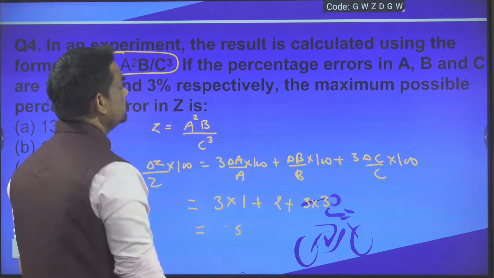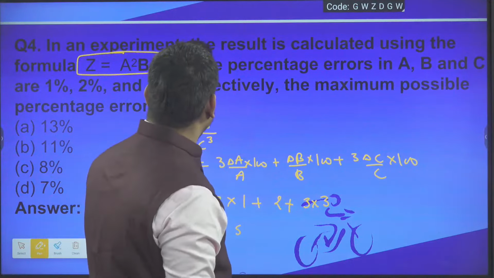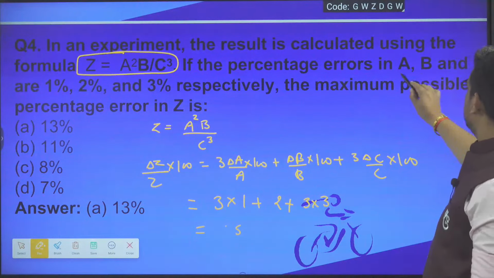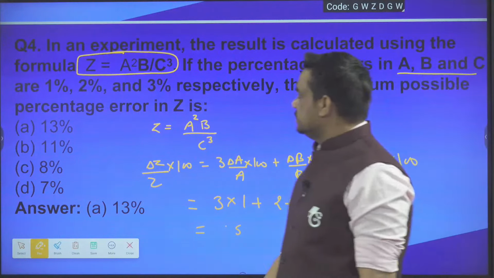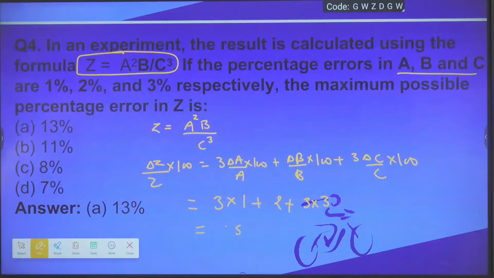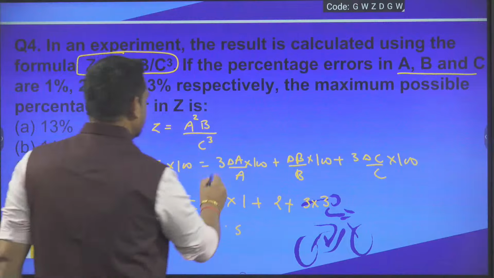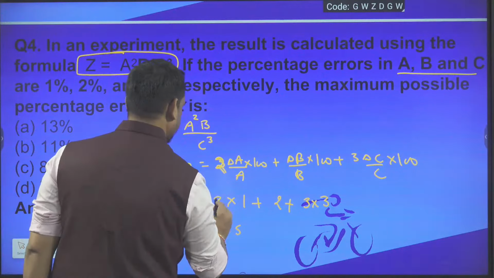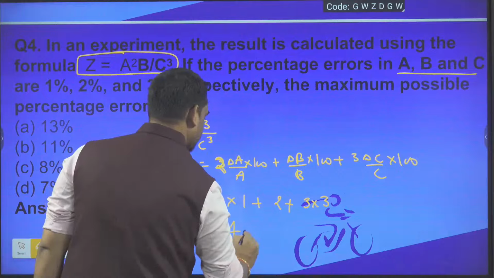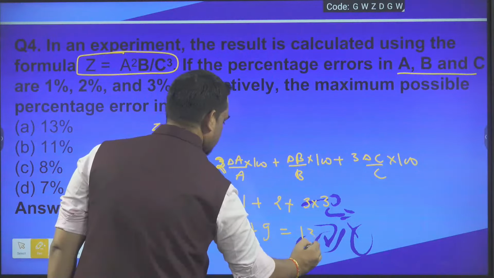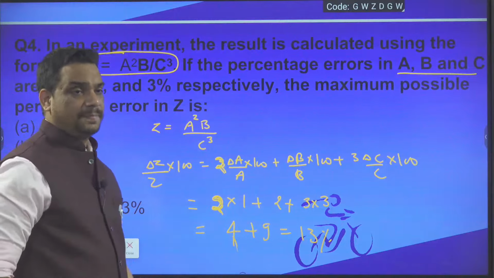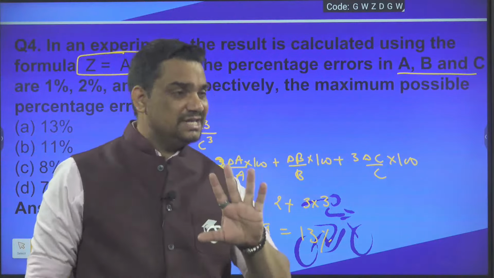One minute, let me see. If the percentage errors in A, B and C are 1%, 2% and 3% respectively, then we have to find... oh, this one is written wrong. It is the 2 here. That's right. So 2 and 2, 4. So this becomes 4 plus 9. Answer is 13%. Here power is 2, only 2 will be coming outside.